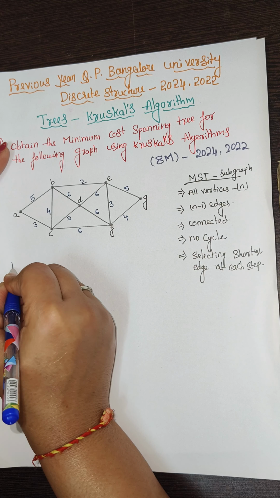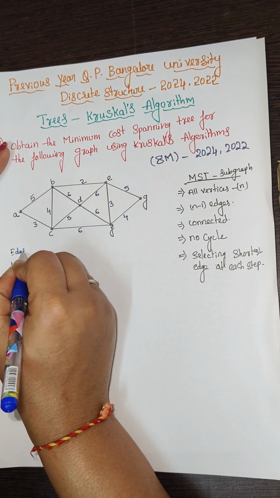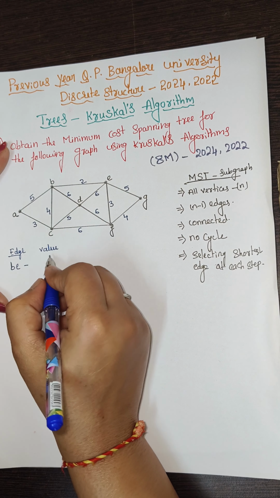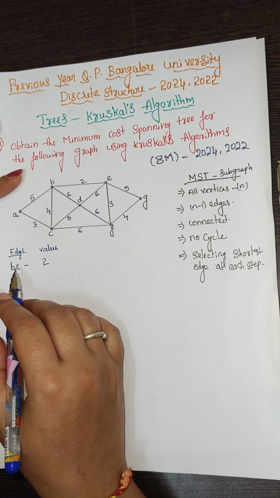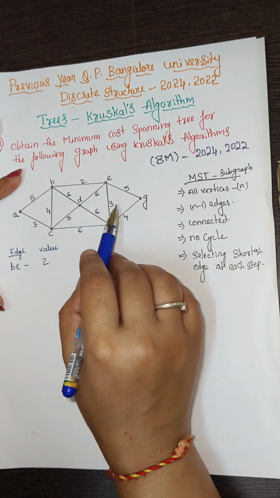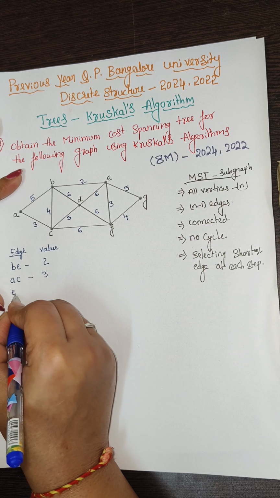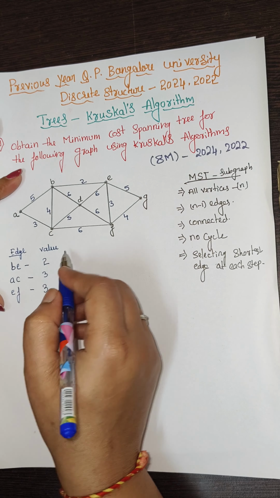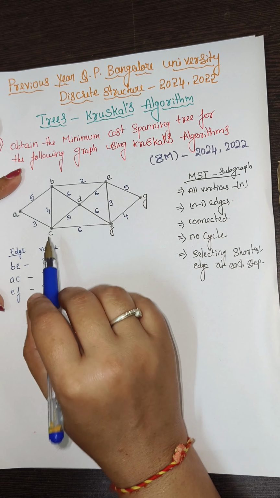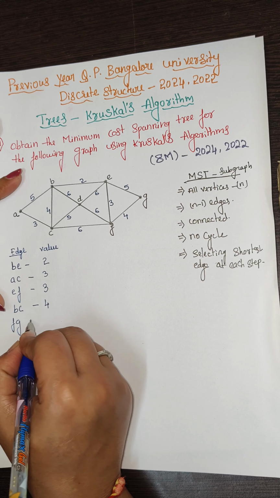So what is the smallest here? BE. So I will write here BE. This is the edge and this is the value. Value, otherwise cost, you can call it weight also. What is the value of BE? 2. After that, only one 2 is there. Just check that. After that, next minimum is 3. That is AC and EF. AC is 3 and EF is 3. Only two are 3. Next is 4. How many 4s are there? BC and FG. BC is 4 and FG is 4.